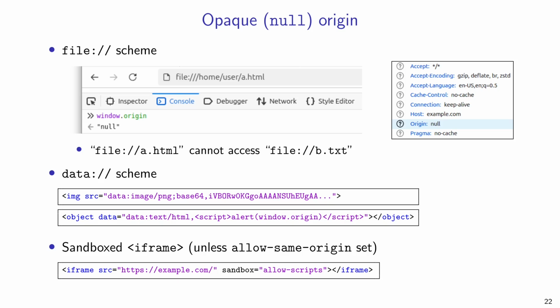In the context of cross-origin resource sharing, it is important not to trust requests coming from the null origin. This is because an attacker could use the data scheme or a sandboxed iframe to trick the user's browser into sending cross-origin requests from a null origin.